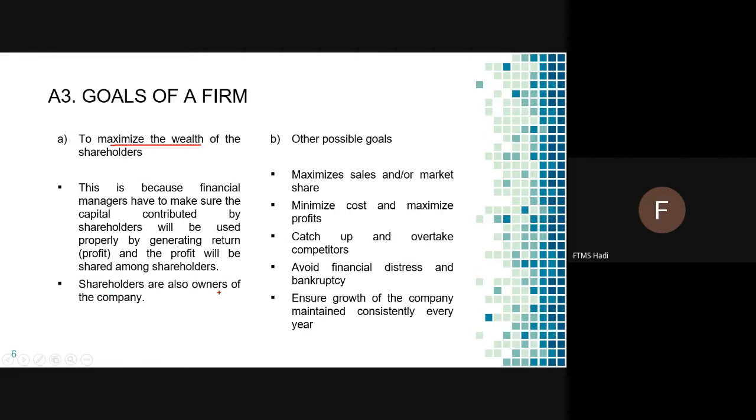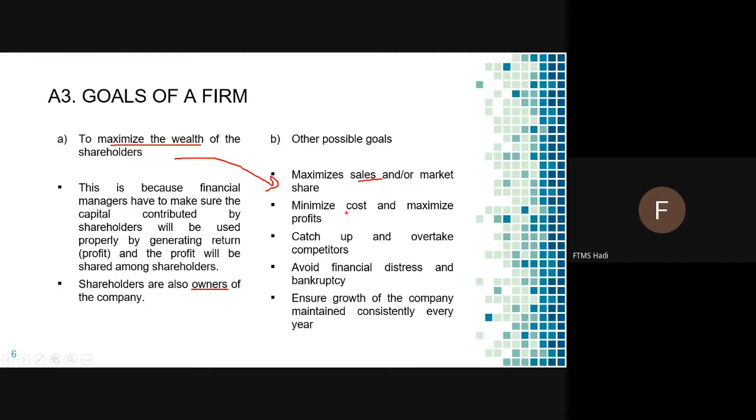And then shareholders are also owners of the company. This is important. The company is owned by shareholders or investors, not the manager. Please do not make a negative perception, that owners of the company should be shareholders, not a manager.